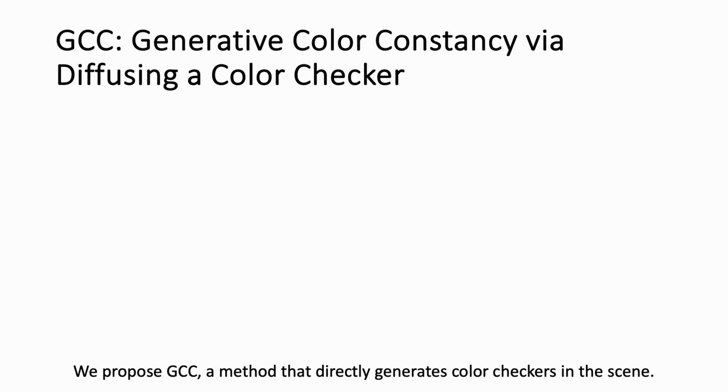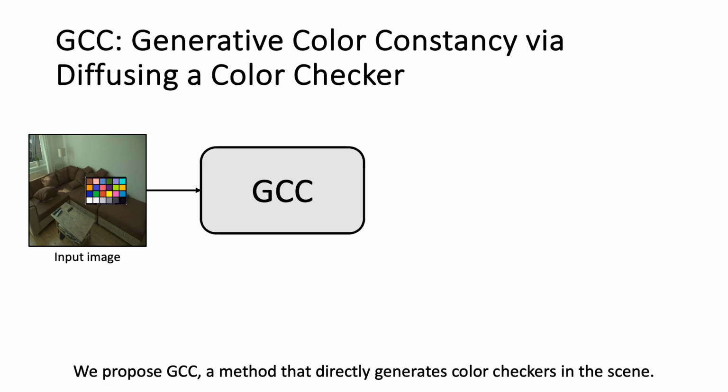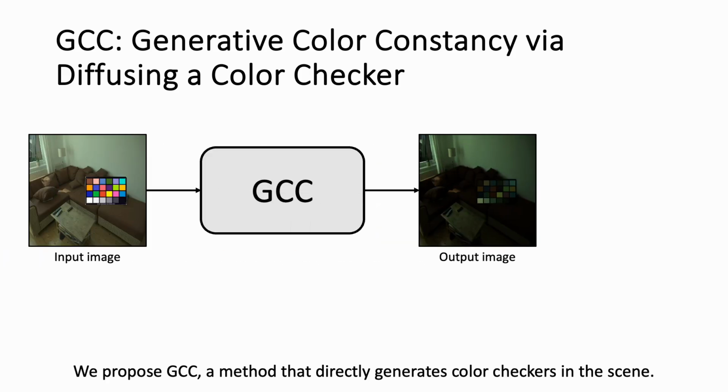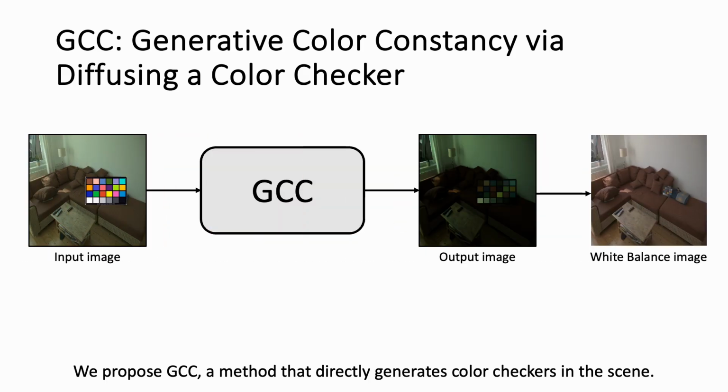The flow is as follows. First, we start with an input image. Then we paste any color tracker downloaded from the internet onto the image. After processing through our GCC system, we obtain a harmonized tracker that adapts to the scene lighting. Since the tracker position is predetermined by us, we can directly sample color patches from the generated tracker to perform white balance correction. This completely eliminates the need to physically carry color trackers while achieving automatic color constancy correction.